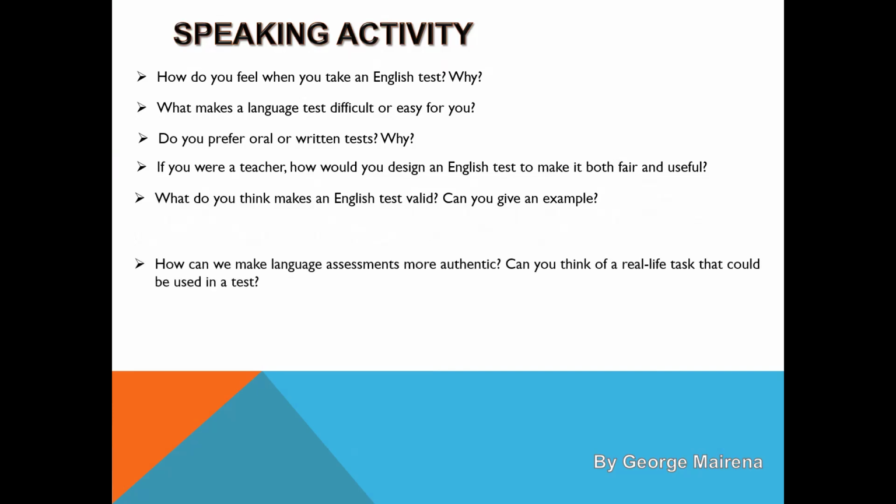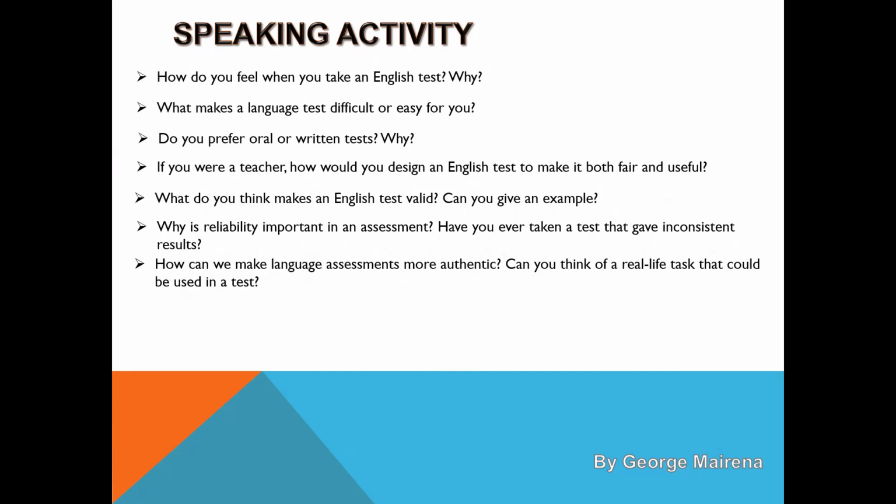Let's see the next question. How can we make language assessment more authentic? Can you think of a real life task that could be used in a test? Well, let me tell you that we can make tests more authentic by using real life situations. For example, instead of asking a student to fill in the blanks with prepositions, we could ask them to give directions to a tourist in English. It's more practical, okay? That would be a real life task, a real life situation.